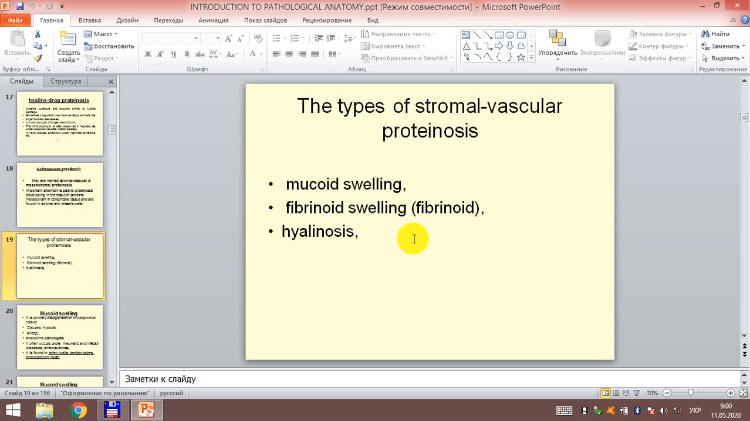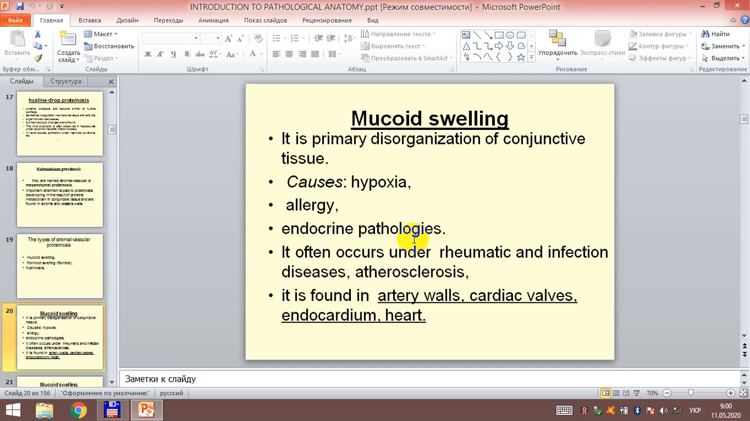The first variant of mesenchymal proteinosis, the first stage of mesenchymal dystrophy, is mucoid swelling. It is a primary disorganization of connective tissue. This dystrophy develops, as a rule, after hypoxia, allergy, and endocrine pathologies. It often occurs in rheumatic and infectious diseases and in atherosclerosis. It is found in artery walls, cardiac valves, endocardium, heart, and others.